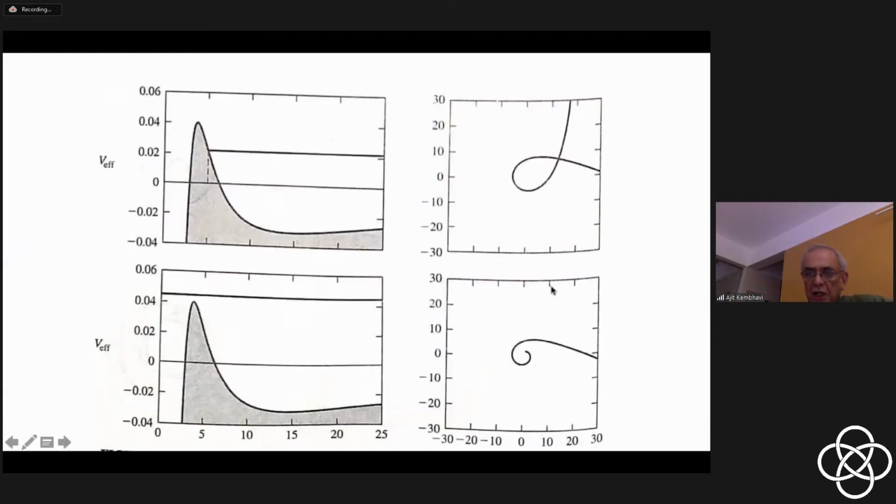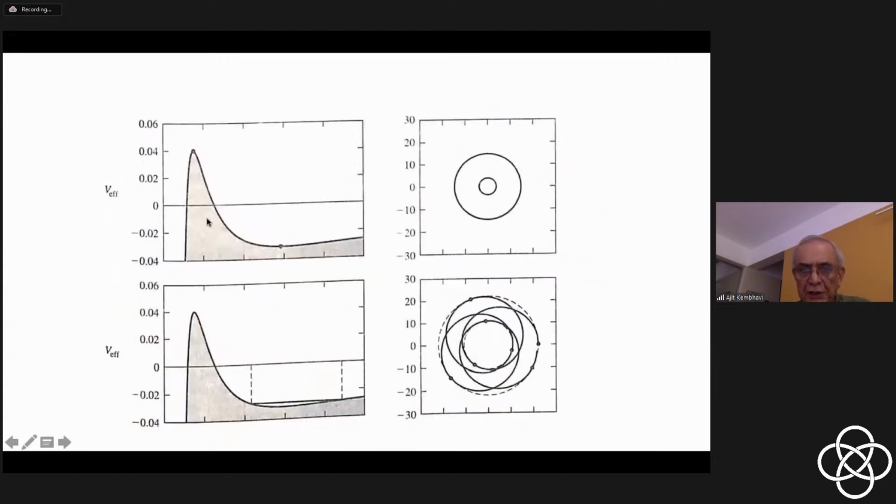Here are a couple of orbits shown. This one corresponds to a particle which has come from infinity, goes around the sun, and then goes back to infinity. The other orbit, the line of zero, corresponds to a particle which comes in from infinity. It has angular momentum, therefore its orbit is curved. But then, as it crosses the barrier, it disappears into the black hole.